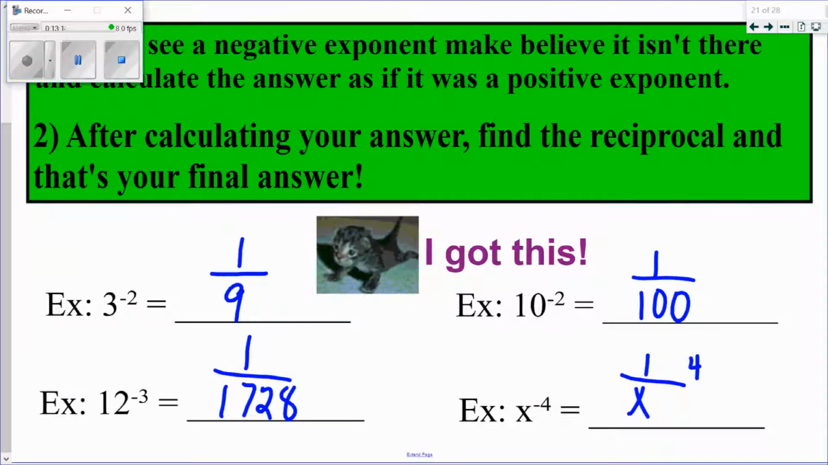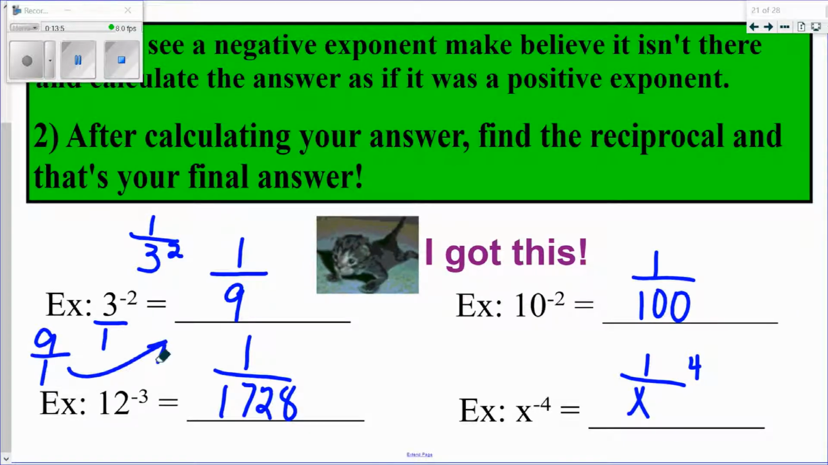If you see a negative exponent, make believe it isn't there, and calculate the answer as if it was a positive exponent. After calculating your answer, find the reciprocal, and that's your final answer. Right now, I was telling you, put this over 1, do its reciprocal, which would be 1/3, and make the exponent positive, and then b squared is 9. Or the trick is, just pretend the exponent is not negative, then it's positive, b squared is 9. So if you get 9, you put it over 1, and then do its reciprocal.